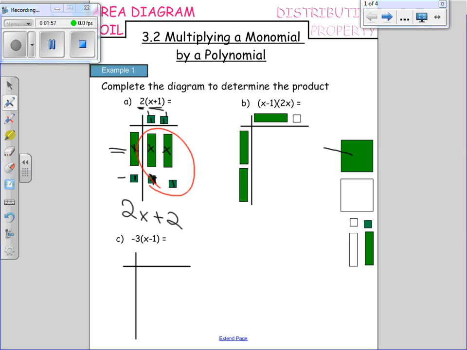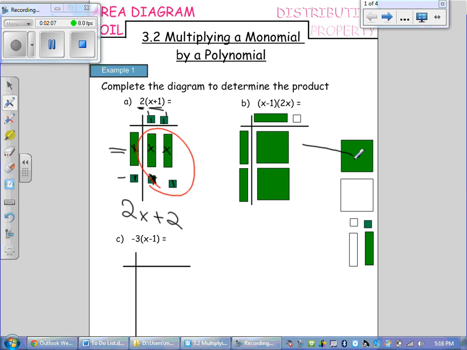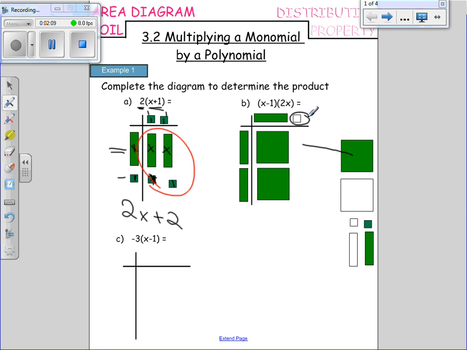We jump over to this side and do the same thing. Sorry, I have to switch to the arrow. An x times an x gives you an x squared. And now we have a different thing here, you'll notice we have a negative. That negative 1, because it's not shaded in, represents the negative 1 in this binomial here.